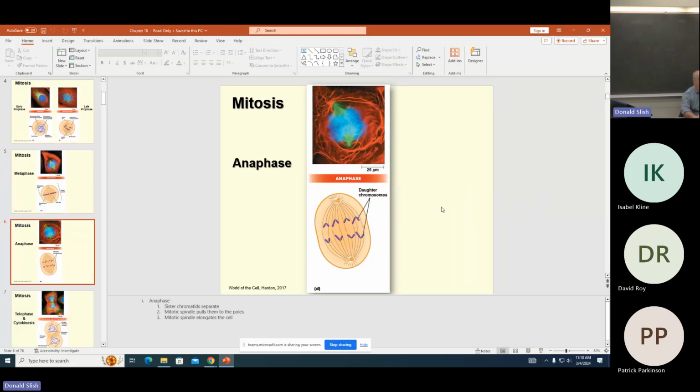And here in anaphase, you've got really two things going on. Sometimes they talk about anaphase A and anaphase B. Anaphase A is when the sister chromatids first separate and start heading away. And then anaphase B is when the cell starts to elongate, which is another important part of the mitosis.